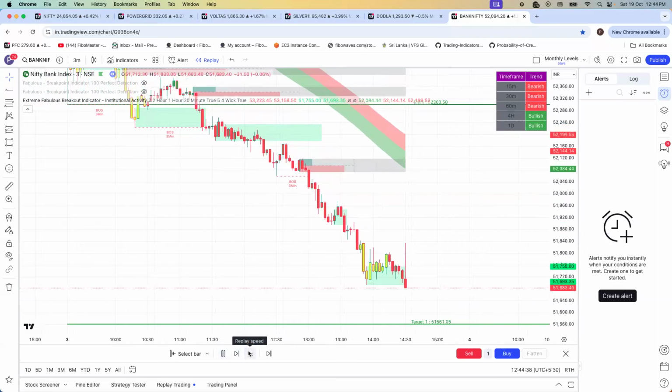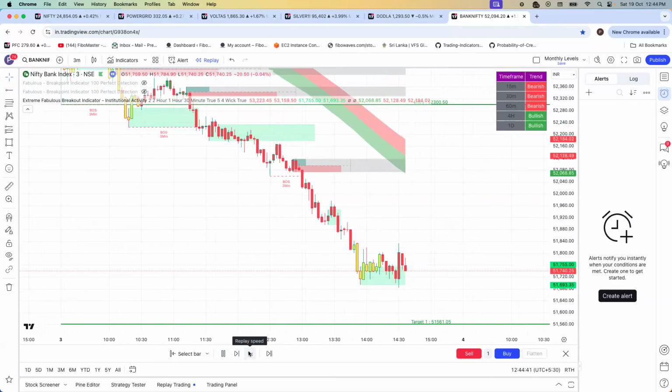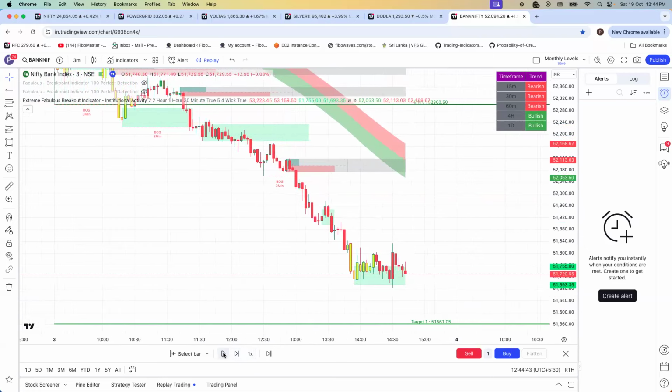What else do you need, guys? Tell me. So much confirmation is already there in this particular thing. Do you need more confirmation from this indicator? Everyone tell me, do you need more indication? No, sir. So the block is forming in between. What does that mean, sir?